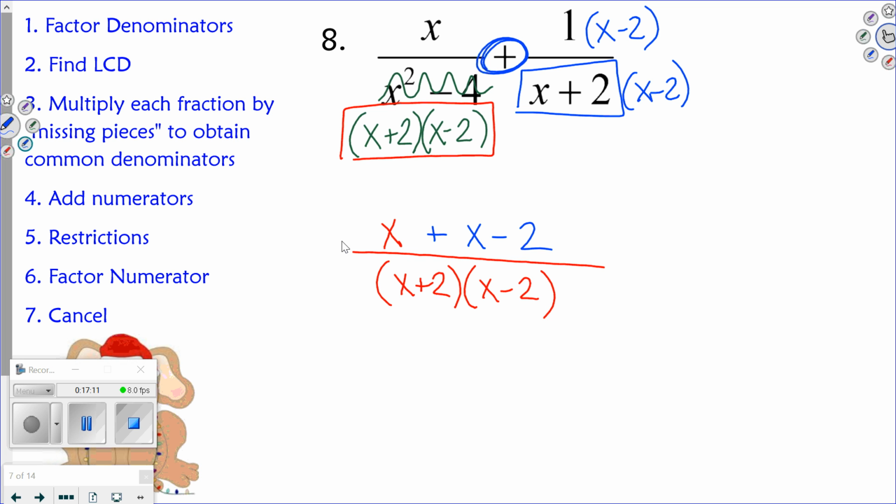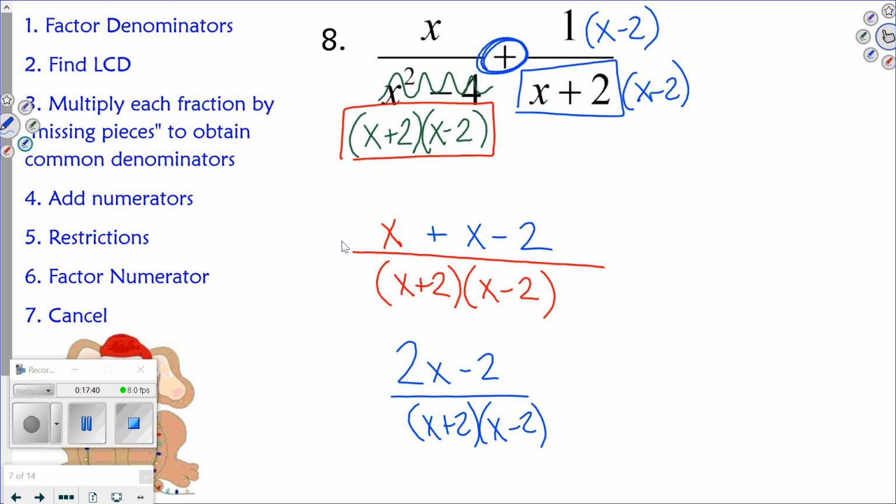If you have one cookie and I give you another cookie, how many do you have? My cookies are not square because I have 2 of them. That would be 2x. Adding them together, that's what I always think about. When you're adding something, just picture adding it into a pile. Does it change the shape of them? They don't turn square, okay? You just add more of them, right? And then minus 2 over x plus 2, x minus 2.